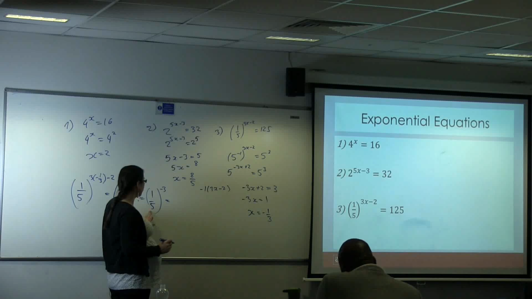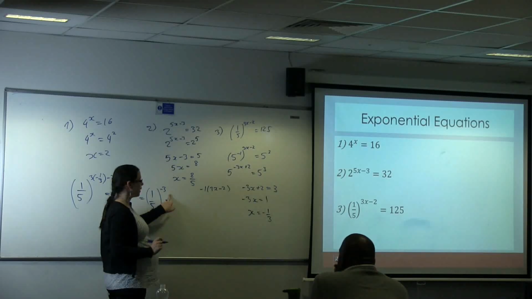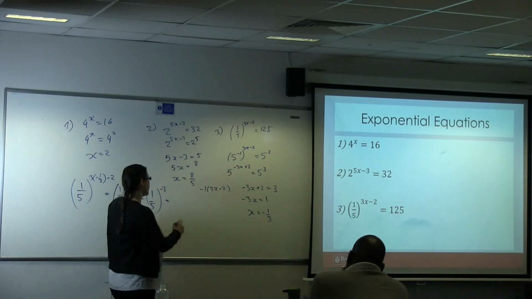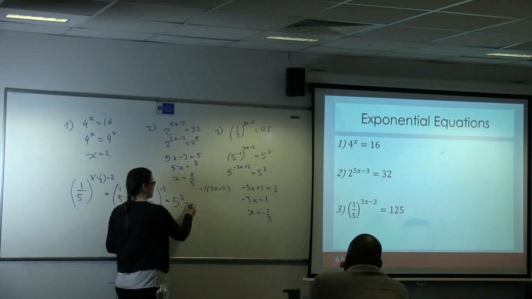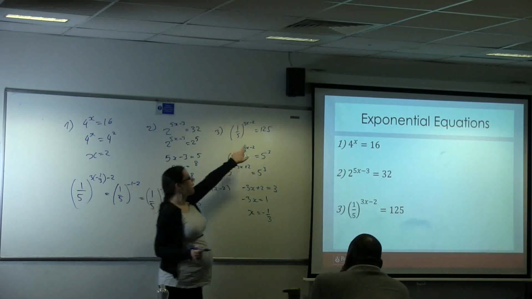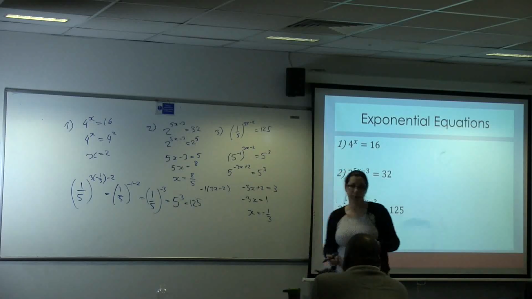One over 5 to the negative 3, you can either put that into the calculator or take my word for it, is the same as 5 to the positive 3, which is conveniently 125, which is the other side of the original equation. So yes, this is a solution.